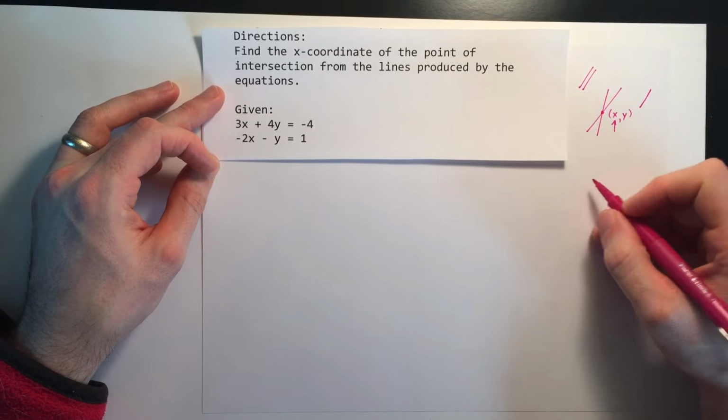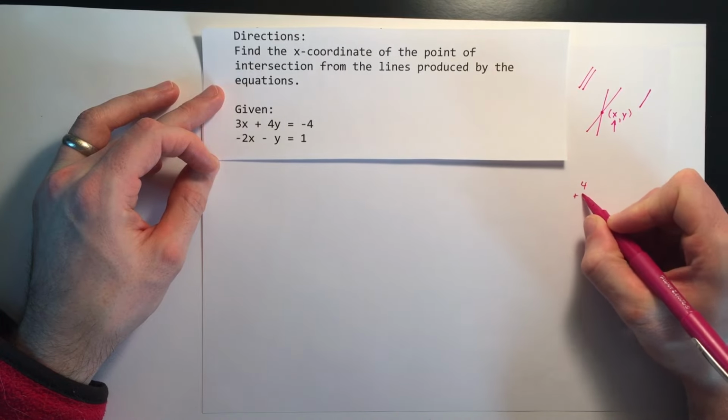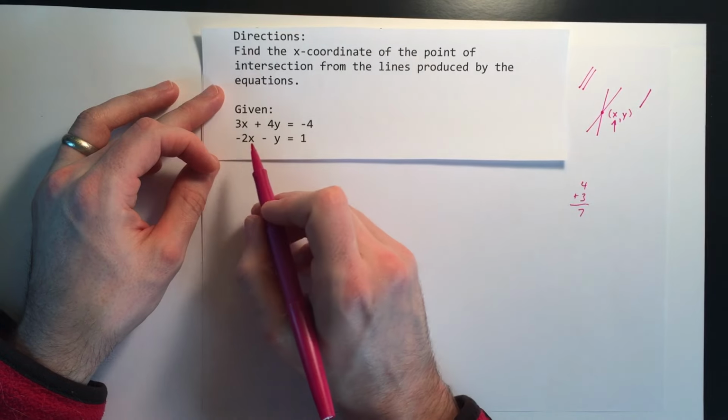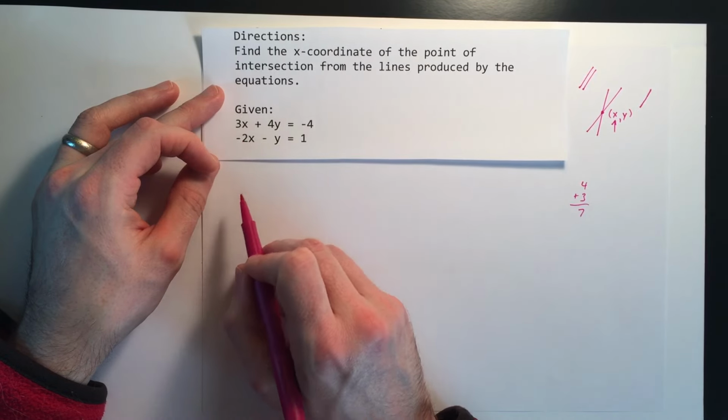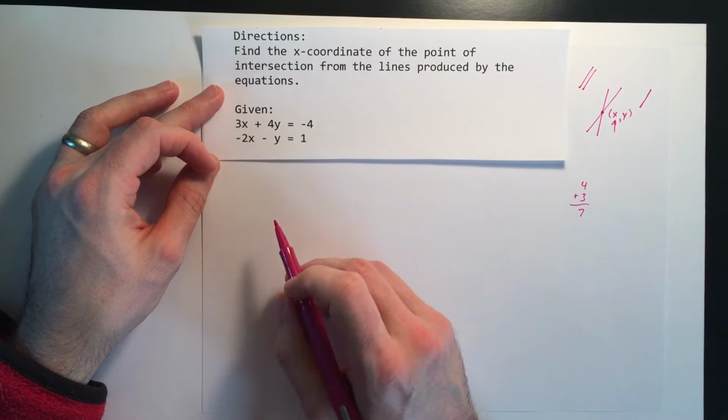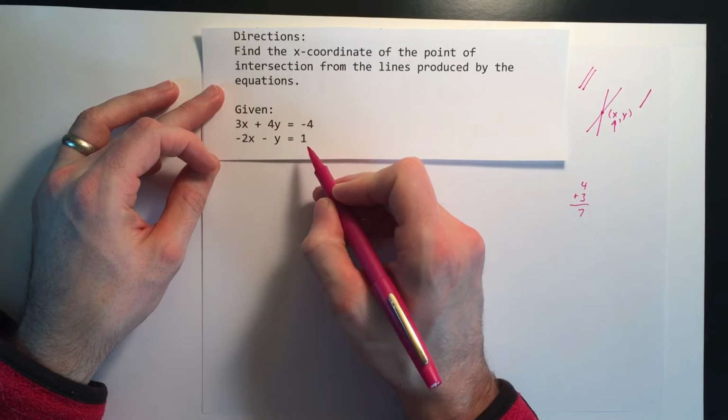So remember when you used to do problems like this, 4 plus 3 equals 7? Well, that's sort of what we're doing here. We're just going to add together the +3x and a -2x and get the result. And similarly with the y's and the numbers.